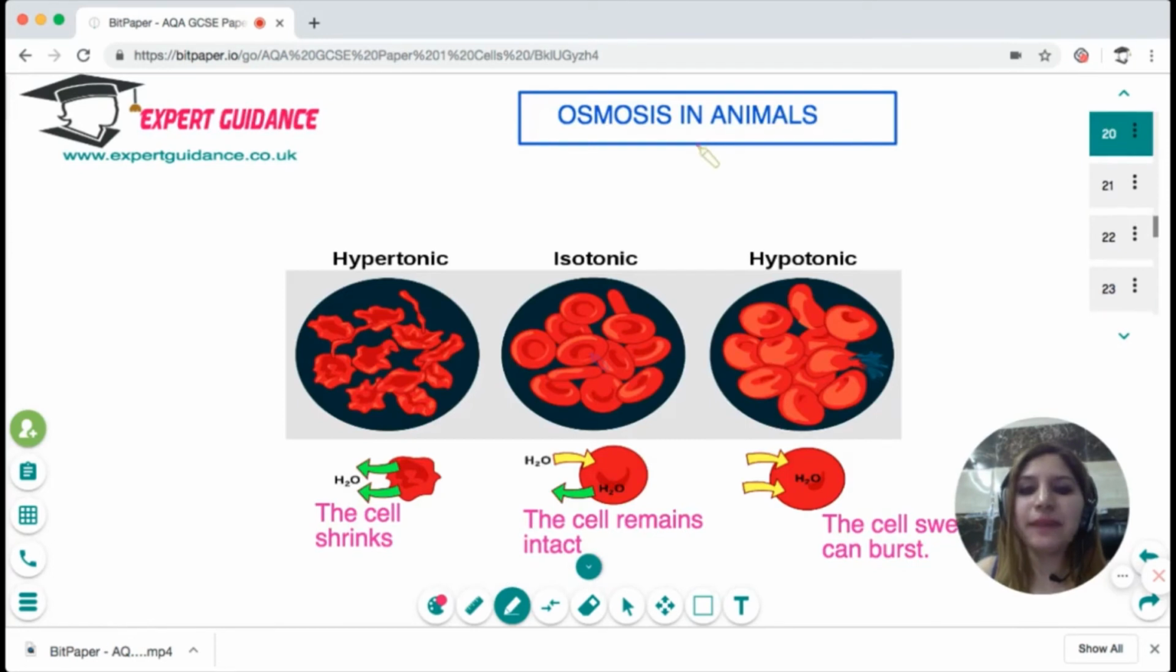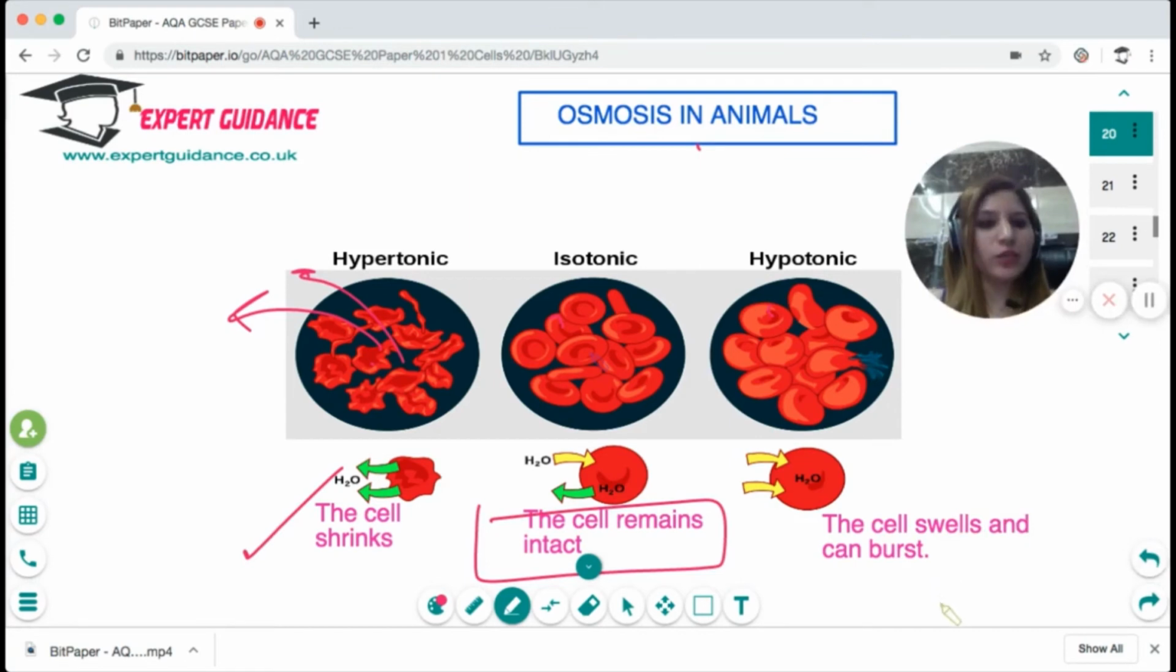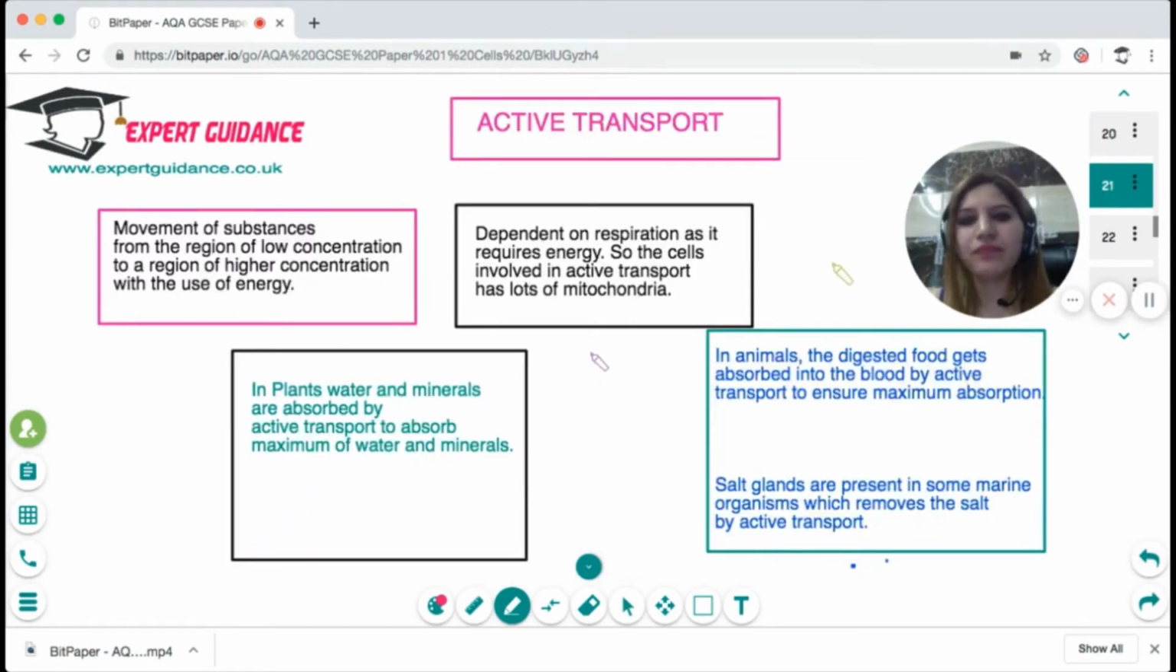Next, in plants, if you place it in a hypertonic solution, that is more concentration of solute, the cell will lose water by osmosis and shrink in size. If you place it in an isotonic solution, there's no net movement, so the cell remains intact. And in a hypotonic solution, the cell will gain water, so it will swell and it can eventually burst as well with time. Now, the next transport is the active transport.